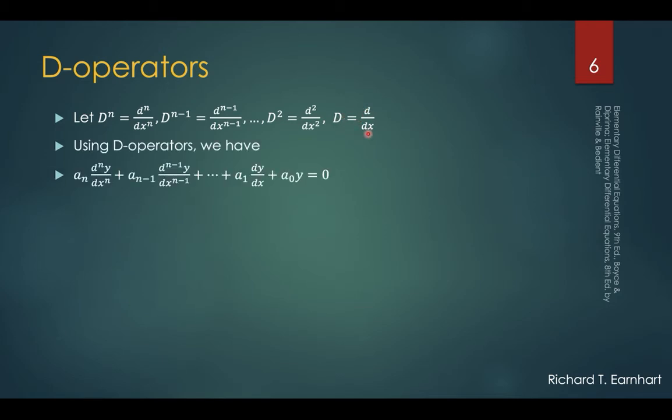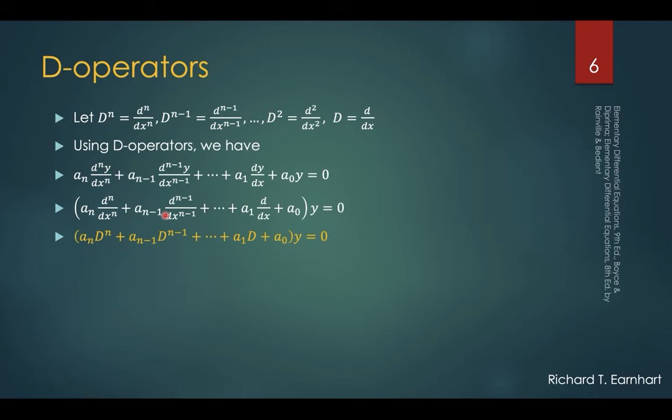So using the D operators, this is the original equation. You can factor out y here, so that gives you the coefficients and the D operator. So we can rewrite this as follows, which can be considered as a function of the D operator. Okay, f of D times y equals 0.